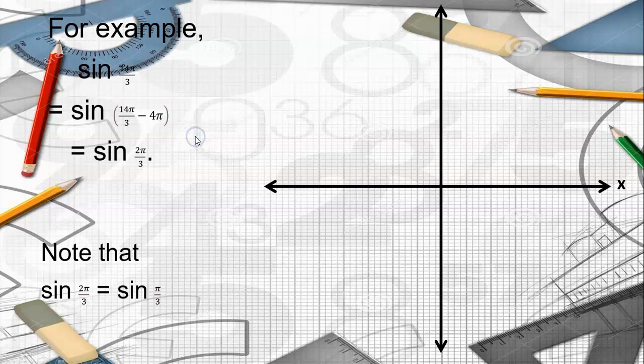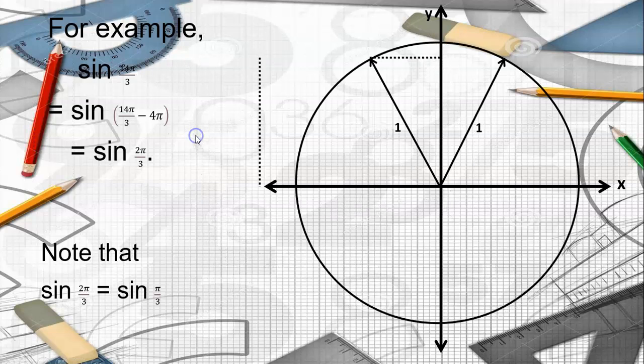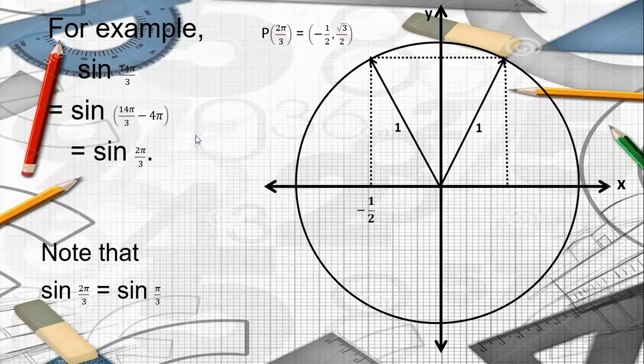So we have here our x-axis, our y-axis, and then we have here the radius of 1 from our unit circle. So the coordinates of P at 2 pi over 3 is equal to negative 1/2 and square root of 3 over 2. So that is equal to 60 degrees. And then another one.